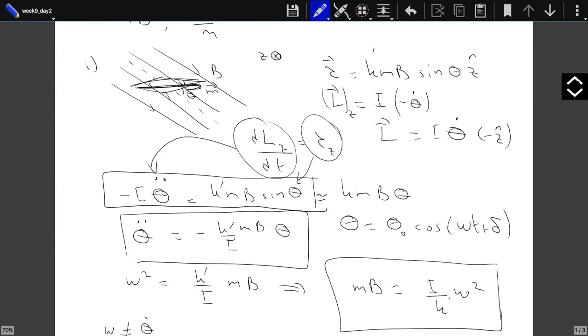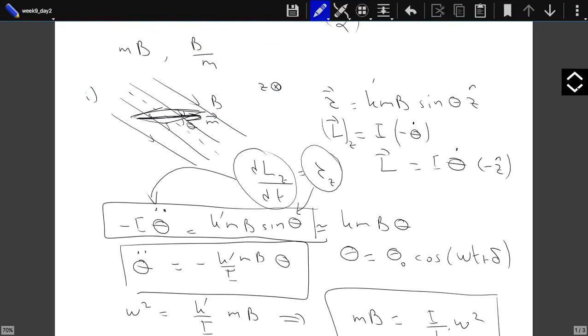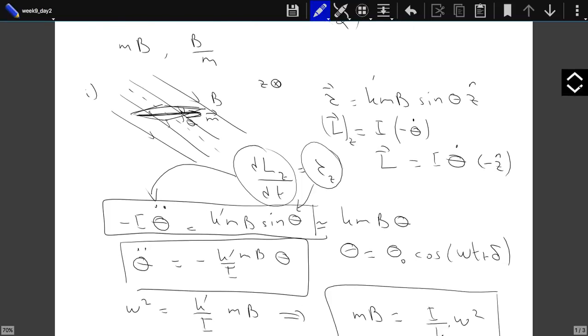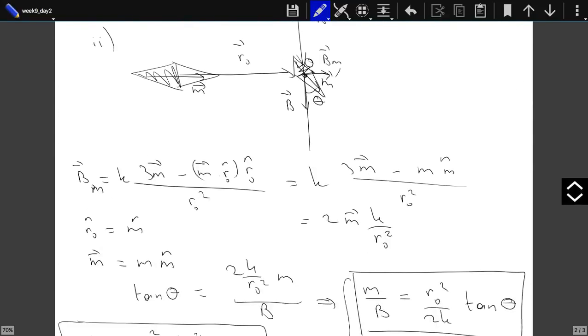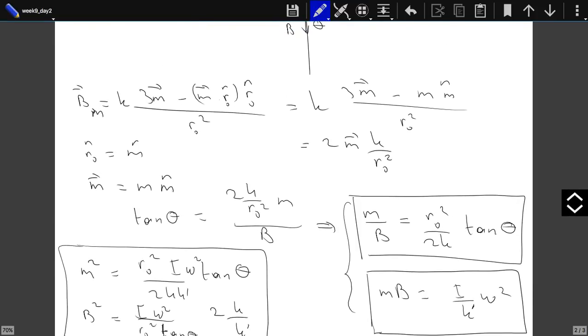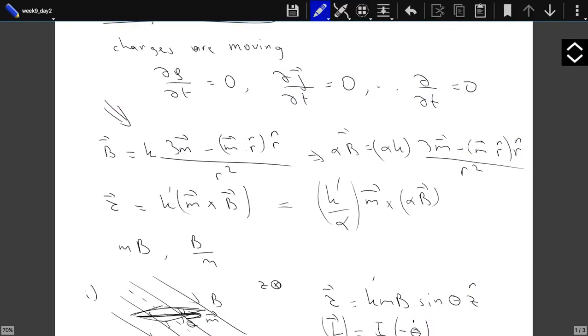So let's see. M times B, is it correct? I theta double dot, this is L dot, is equal to the torque. Torque is K prime MB sine theta. So omega squared is K prime over I MB. MB is equal to I omega squared over K. B is mk over R0 cubed. Remember, the dipole is not squared, it's the cube.